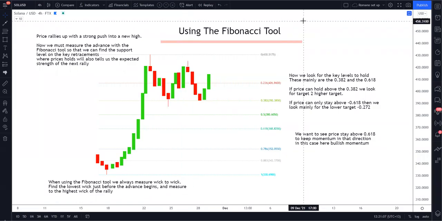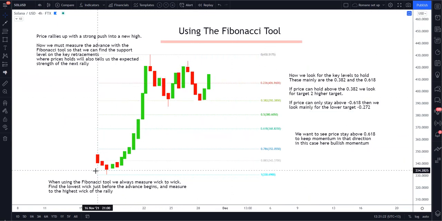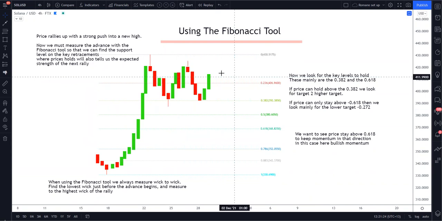Hey guys, just wanted to make a quick video on Fibonacci and how I use the Fibonacci tool. There's a couple of different ways you can use it, but the main way I use the Fibonacci tool is for retracements and then targets, especially for things like bull flags. So we've got a really nice one here.